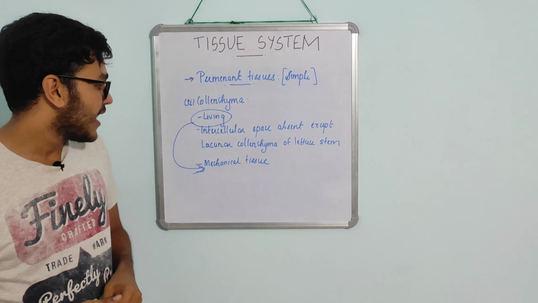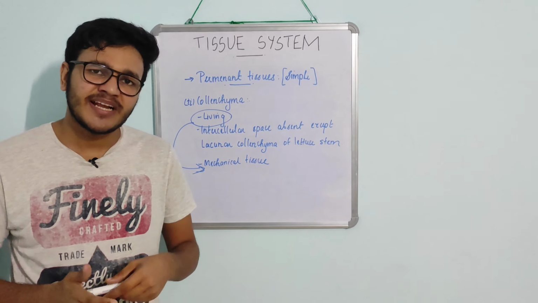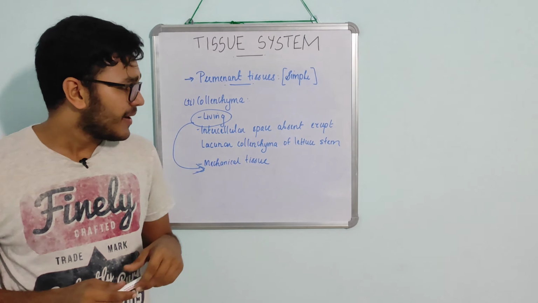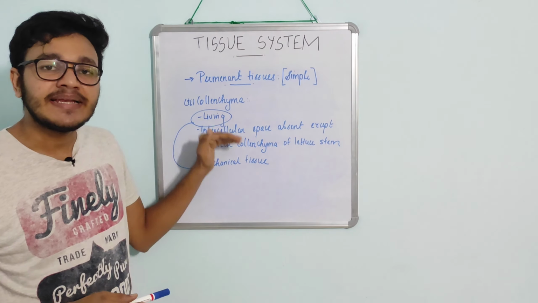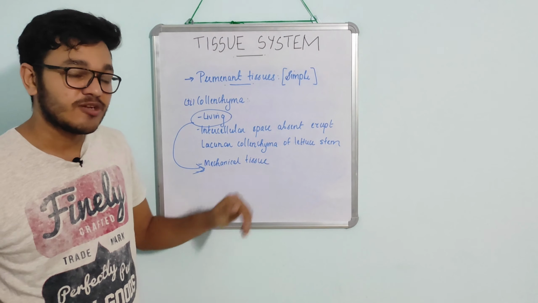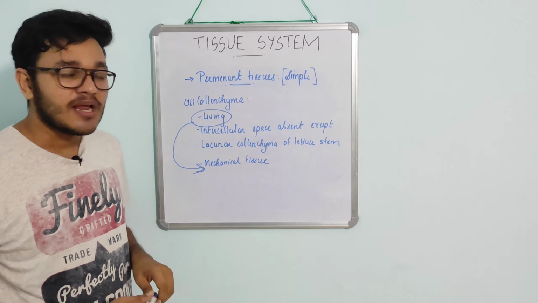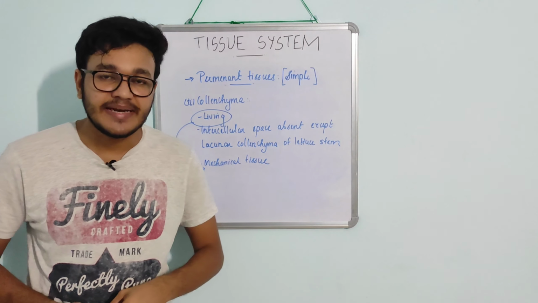The second point is that intercellular spaces are normally absent, whereas in the case of parenchyma there are a lot of intercellular spaces. In collenchyma normally intercellular spaces are absent, except in the lacunar collenchyma of lettuce. So lacunar collenchyma is a type of collenchyma which we have to discuss. Now let's see the different types of collenchyma in detail.